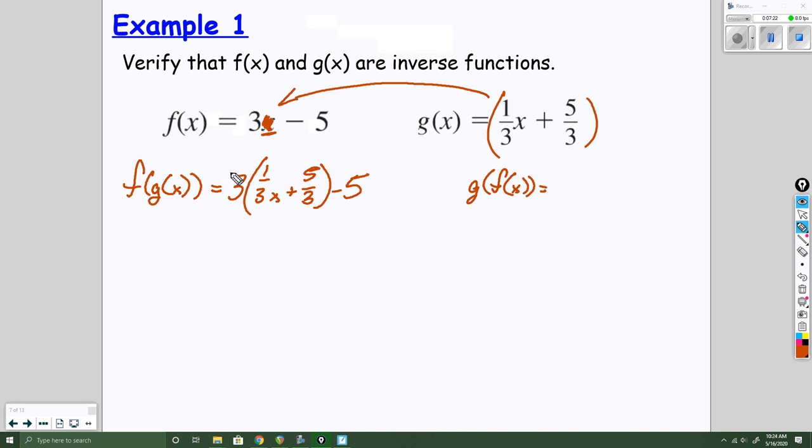Now what we're going to do is simplify. It's 3 times this whole quantity. That's going to get rid of that denominator of 3, so we're just left with x plus 5. Then we have x plus 5 minus 5. Plus 5 minus 5 cancels out, and that does just return the input value of x. And then we have g of f of x.